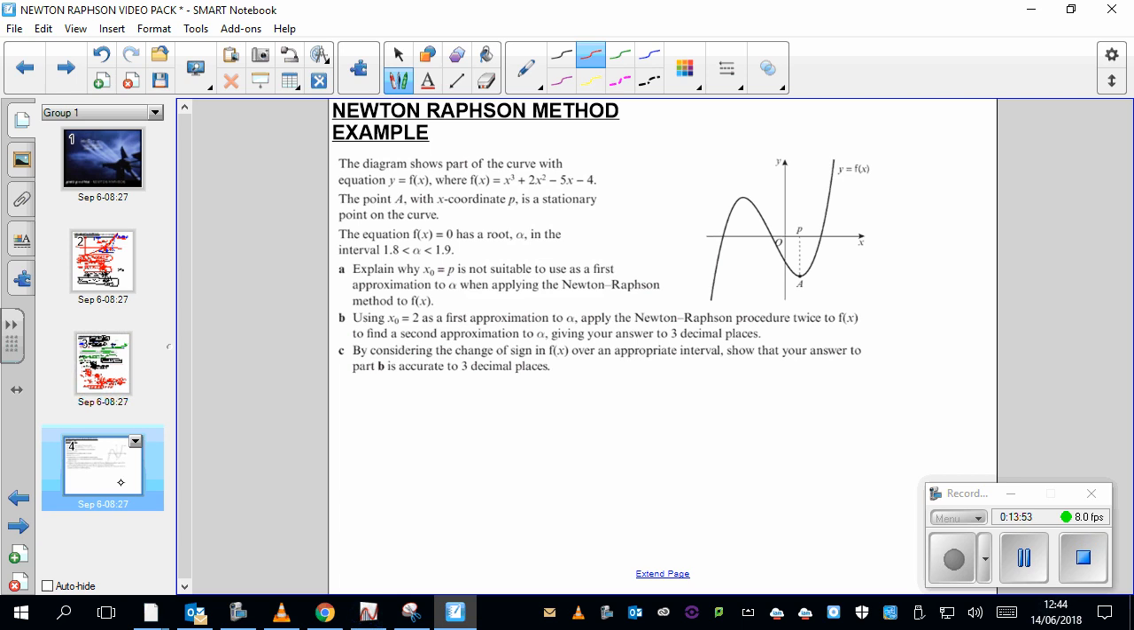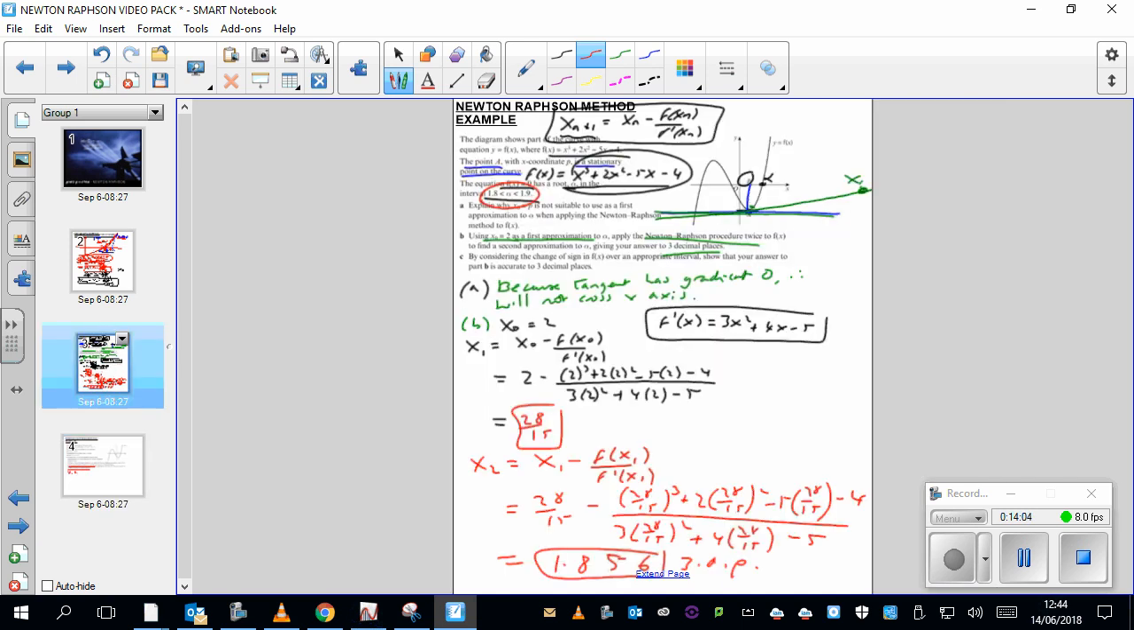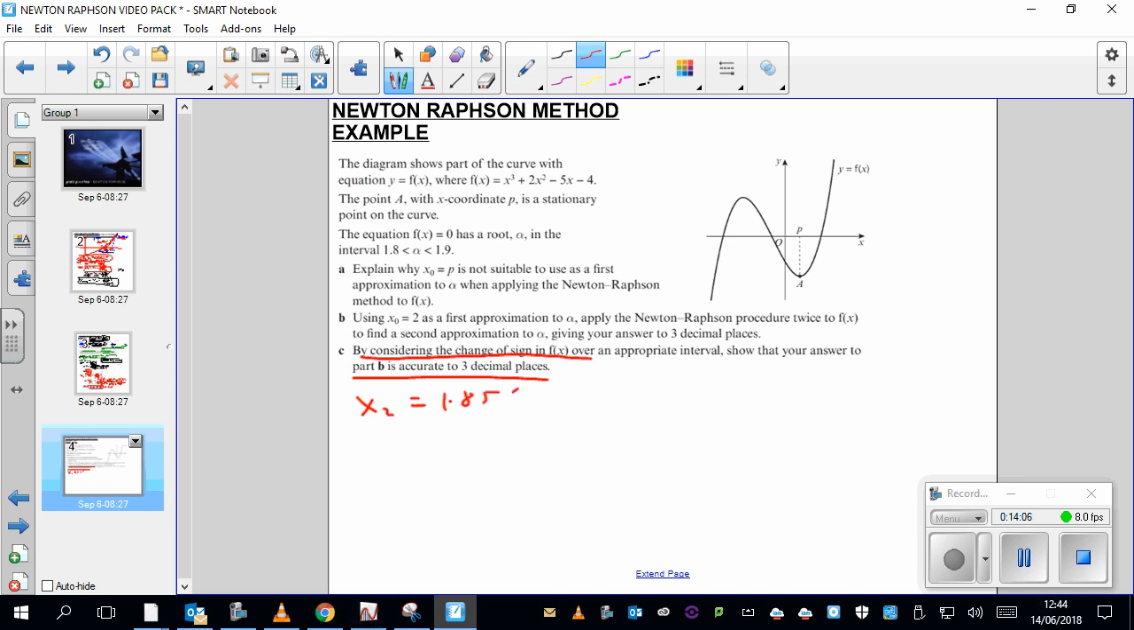So I'm going to go to part C because it's a bit bigger here. So it says, by considering the change of sign in f of x over an appropriate interval, show that your answer to B is correct to 3 decimal places. So let me just get that answer to B back. 1.856, right?